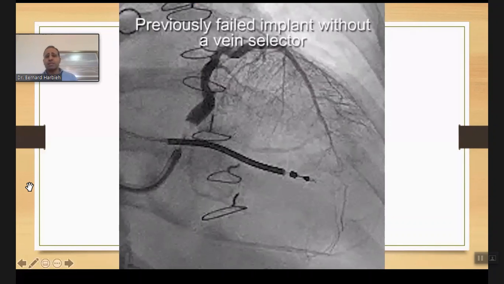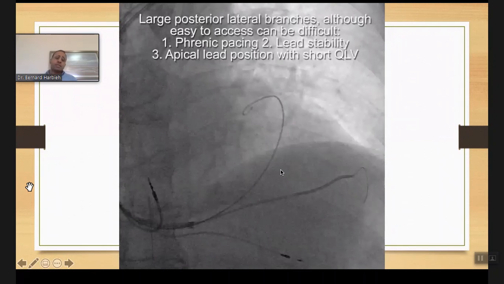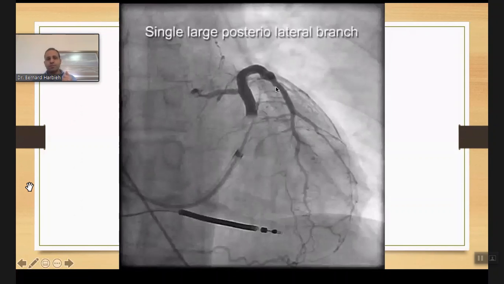So this is an example of a previously failed implant. Okay, so you can put a lead here, but they tried, they could not advance it. But by simply putting a vein selector here, just by crossing this one here, we were able to advance a lead in this branch. Okay, so this is another example where you have a large posterior branch. Whenever you have this, you should be careful about phrenic pacing, about lead stability, and the apical lead position for short QRV. And whenever you advance to this, always keep a wire as a support.